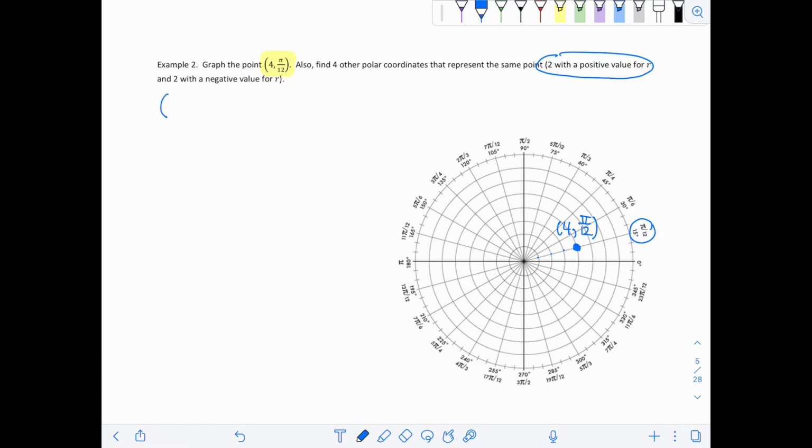So basically that means the r is going to be the same, but I want to find another angle that would work. And really what we're going to be doing is just finding coterminal angles. Because as we know from before, a coterminal angle is an angle that's going to land in the same spot. And we find them by adding or subtracting a full rotation. And you could do that more than one time.